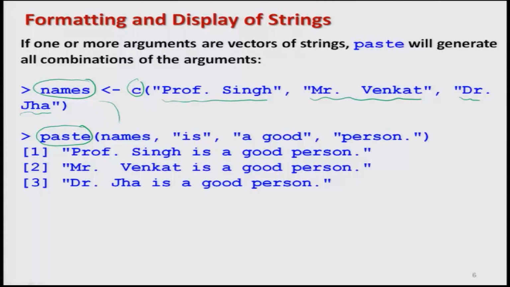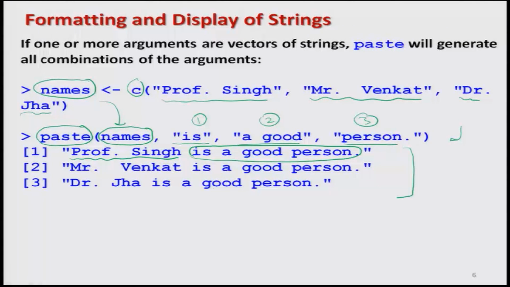So, what I do here is write my names vector, and then I write "is a good person", and this is my string number 1, this is my string number 2, and this is my string number 3. Now, once I execute it, we get this type of outcome. First, let us understand what this outcome is and how it is coming. You can see it is writing Professor Singh, and then "is a good person". This Professor Singh is coming from the first element in my vector names, and "is a good person" is coming from "is" from here, "a good" from here, and "person" from here. And finally, it gives me the complete sentence, Professor Singh is a good person.